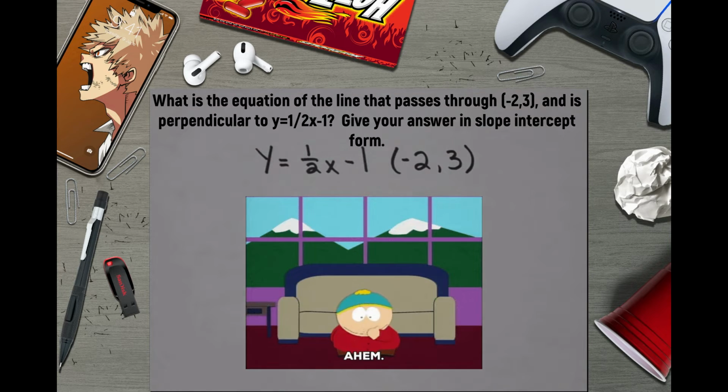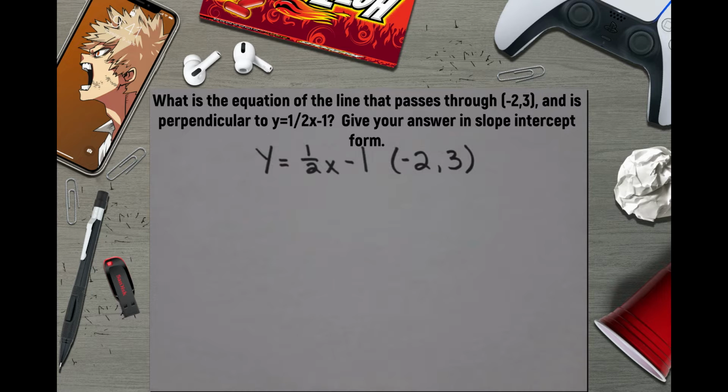I'll go ahead and read the question to you. What is an equation of a line that passes through (-2, 3) and is perpendicular to y equals 1/2 x minus 1? Now, if you've been watching my channel, you know I've done this for parallel lines. I'll go ahead and link that above. All the steps are really the same.